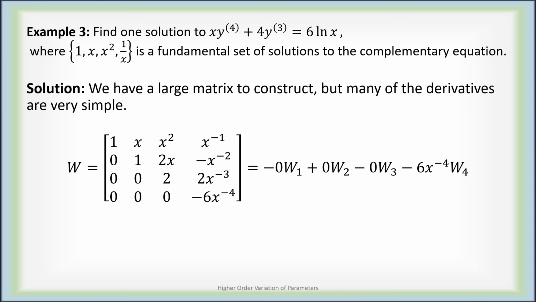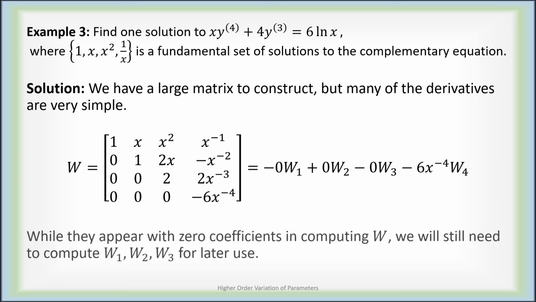We put the fundamental set in the top row, and then row by row we keep computing derivatives. Okay, now notice there are a lot of zeros that appear. When we expand this matrix along its bottom row so that we get W1, W2, W3, and W4 showing up, a lot of zero coefficients are involved. Even though we have some zero coefficients in there, we do ultimately have to compute W1, W2, and W3, as they are involved in finding U1, U2, and U3 later.